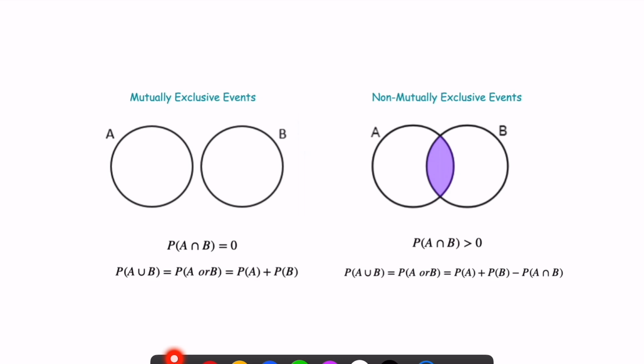So here we have shown the probabilities in a nice way. For mutually exclusive events, probability of A intersection B is 0, and probability of A union B is probability of A plus probability of B. For not mutually exclusive events, probability of A intersection B is greater than 0, and probability of A union B is probability of A plus probability of B minus probability of A intersection B.